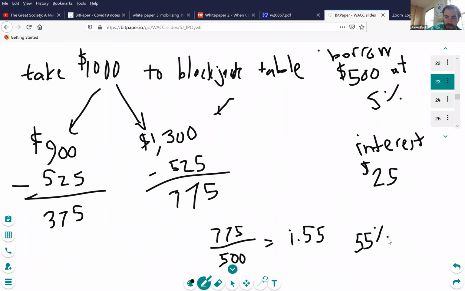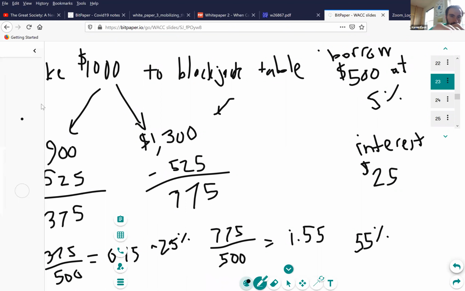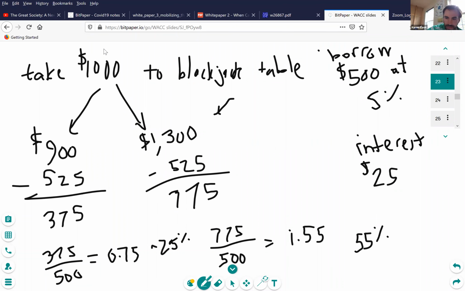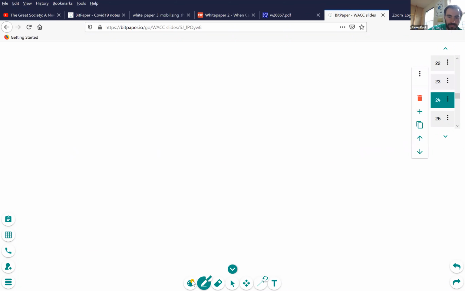And for the scenario where you lose, you divide the 375 by the $500 of capital, and that's a value of 0.75. So that's actually negative 25%. So those are the possible returns in this leverage scenario, either negative 25% or 55%.